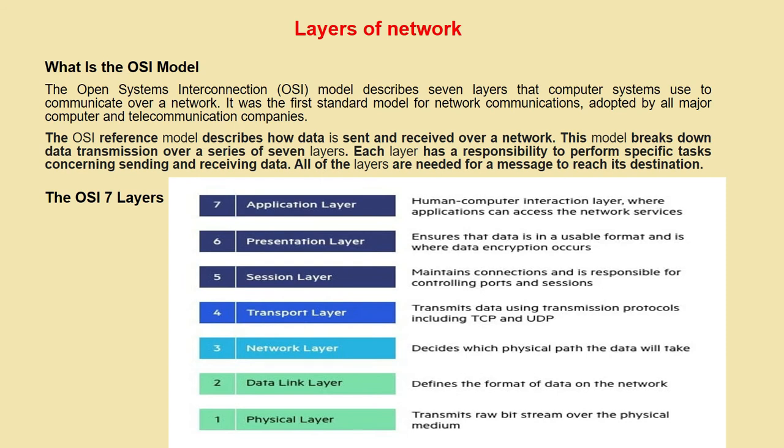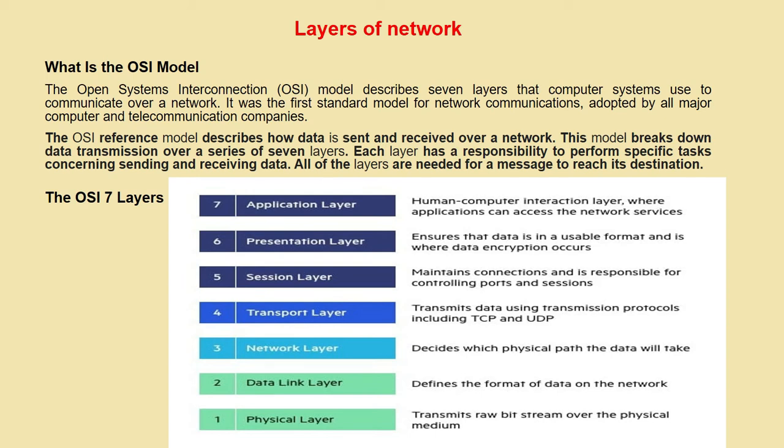Layers of network. What is the OSI model? As you know, the Open System Interconnection model describes 7 layers that computer systems use to communicate over a network. OSI is one type of model which has 7 layers, and along with those 7 layers we communicate over a network. It was the first standard model for network communication, adopted by all major computer and telecommunication companies.